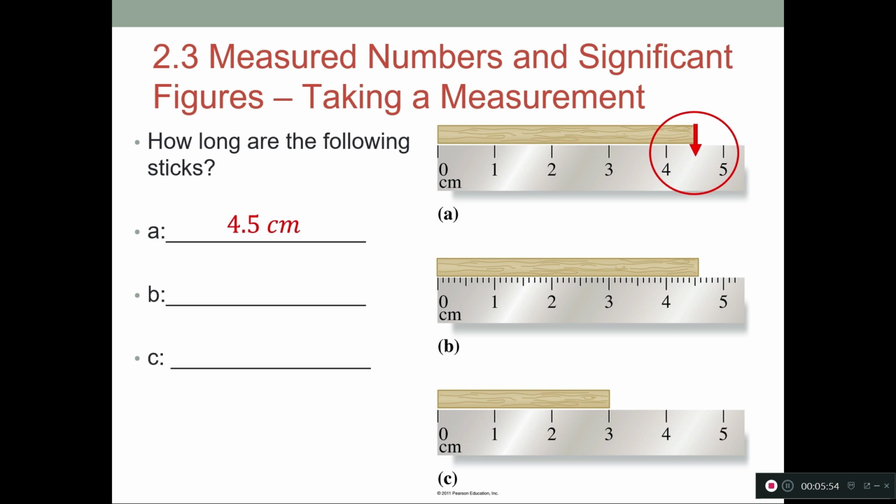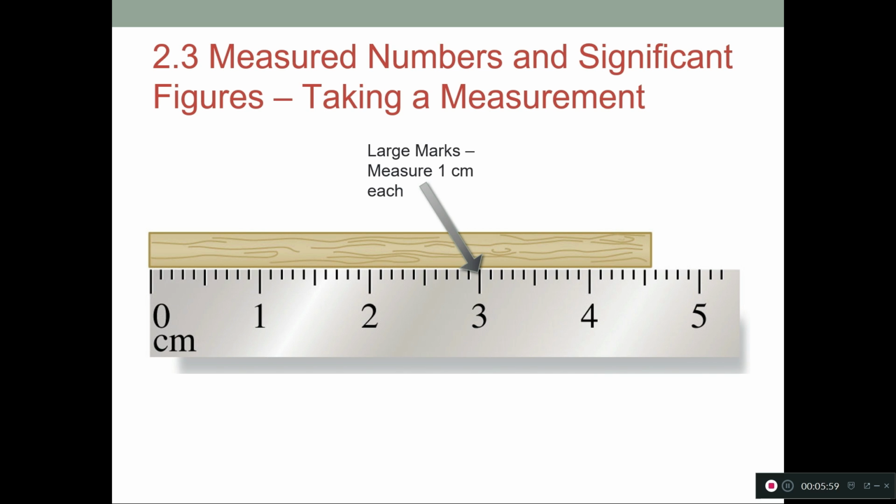Now, if we're looking at the second ruler, we see that it has smaller tick marks, and so when we are doing a measurement, the tick marks with the numbers are the ones that we are going to use for our units.